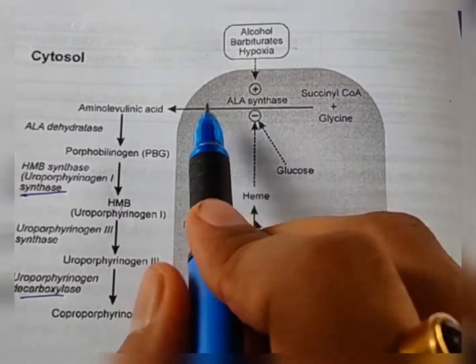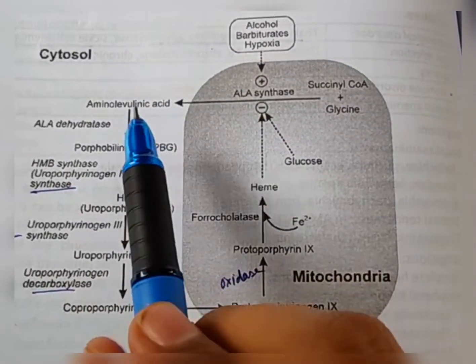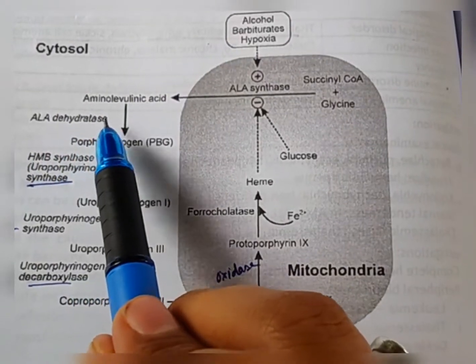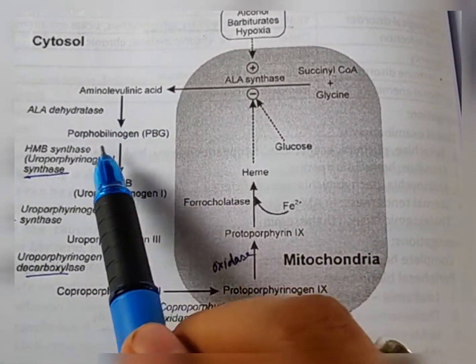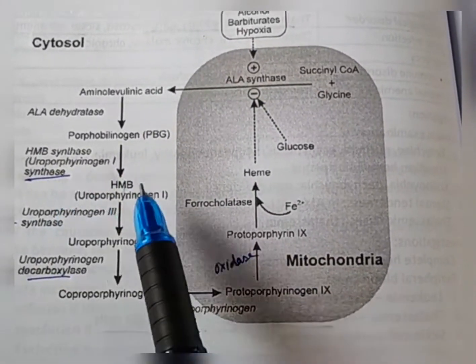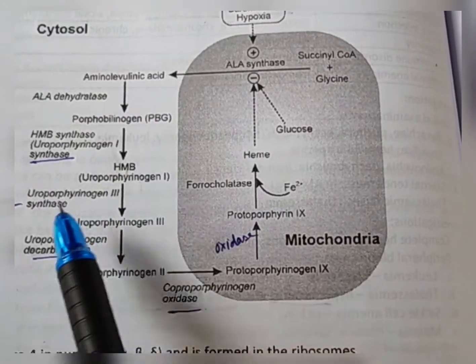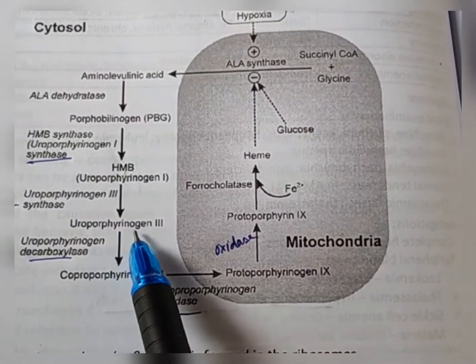ALA synthase, it forms aminolevulinic acid, that is in the cytoplasm. Now, ALA dehydratase acts on the aminolevulinic acid and forms porphobilinogen. This porphobilinogen, in the presence of synthase, forms uroporphyrinogen 1. This uroporphyrinogen 1, in the presence of co-synthase, forms uroporphyrinogen 3.